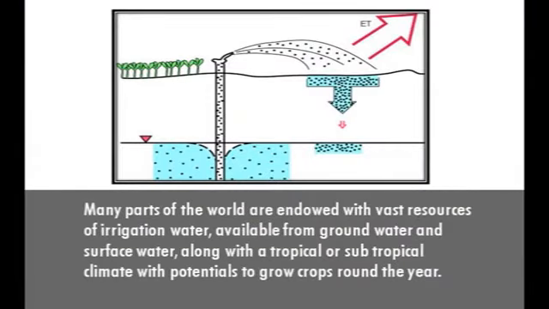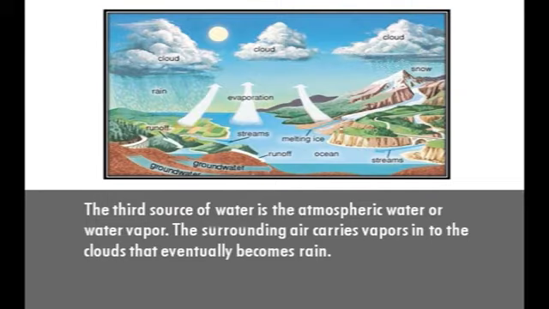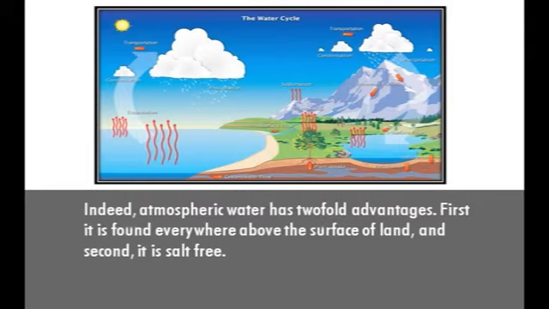The third source of water is the atmospheric water or water vapor. The surrounding air carries vapor into the clouds that eventually becomes rain. Indeed, atmospheric water has twofold advantage. First, it is found everywhere above the surface of the land, and second, it is salt-free.